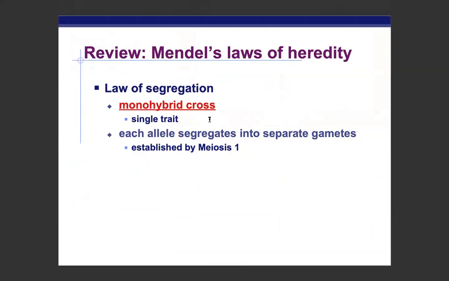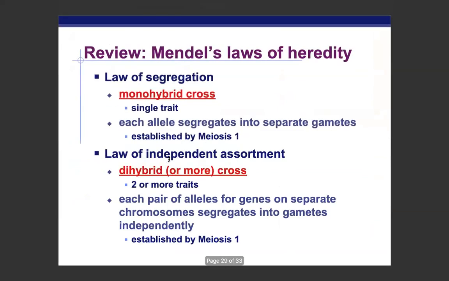So if we look over Mendel's laws of heredity again, the law of segregation relates to monohybrid crosses for single traits, and states that each allele segregates into separate gametes. So the maternal and the paternal alleles segregate into separate gametes. They'll never go into the same gamete. Then the second law, the law of independent assortment, relates to dihybrid crosses, where there are 2 or more traits, and states that each pair of alleles for genes on separate chromosomes segregates into gametes independently.